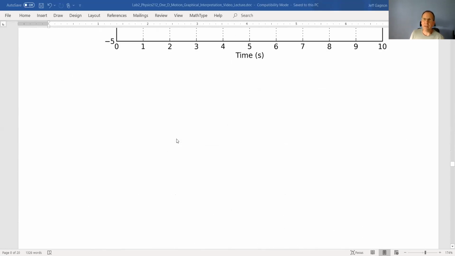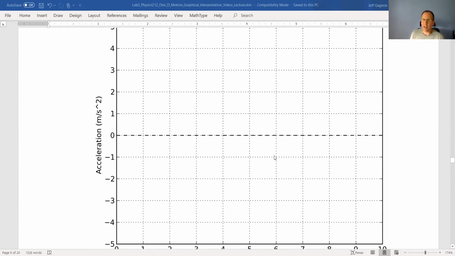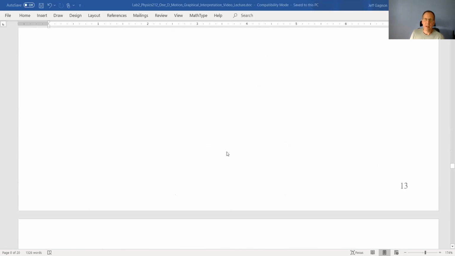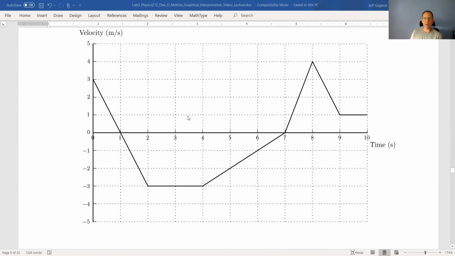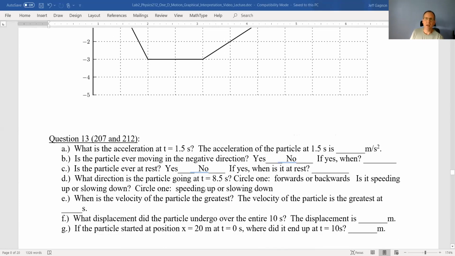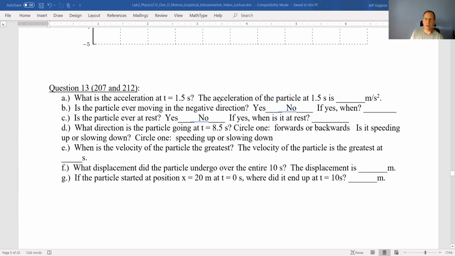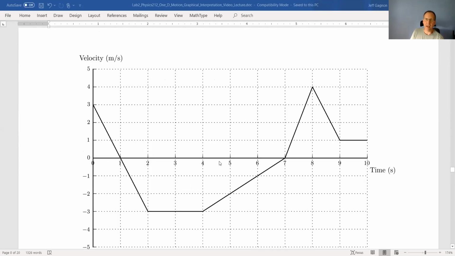Okay, and actually, if you're in Physics 206, that's all you have to do, so you can end it there. If you're in Physics 207 or 212, you want to also do this question. So I'll give you another velocity versus time graph, a little more complicated because it becomes negative at some point. So I want you to answer the questions based on that velocity versus time graph.